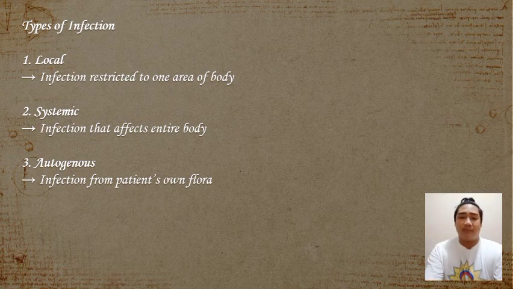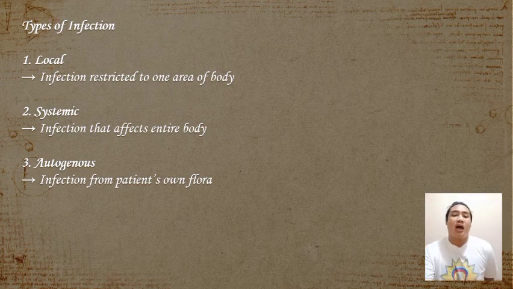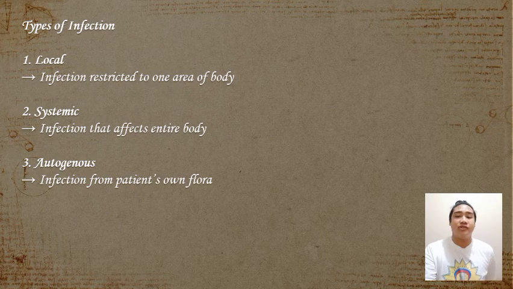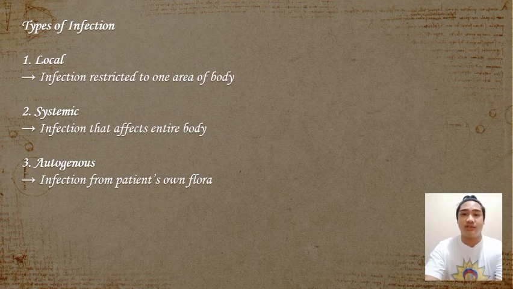The third type of infection is the autogenous. An autogenous infection is an infection from the patient's own flora. It is caused by a microorganism which belongs to the microbial flora of the patient. The word auto in autogenous implies that the infection is not transmitted from person to person, but is within ourselves only. There are also two types of infections in the autogenous.